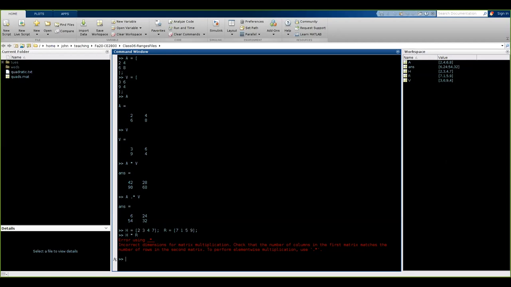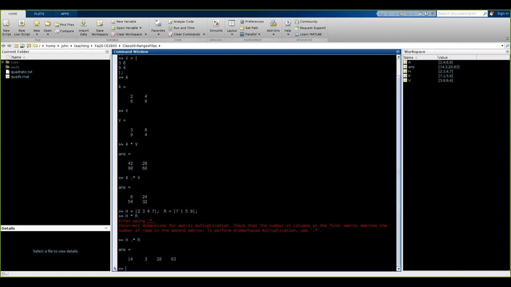So if we do H dot times R, instead of just H times R, now we're going to get an answer. Now it's going to do 2 times 7, which is 14, 3 times 1, 4 times 5, and 7 times 9. So it's going to give us the answer we were actually looking for. So the dot operator here makes a huge difference. With our A and V up here, it gave us two different answers based on whether or not we used the dot operator. With our vectors here, it would not multiply them without the dot operator, because for matrix algebra, that's an illegal technique, or a technique that isn't going to work.